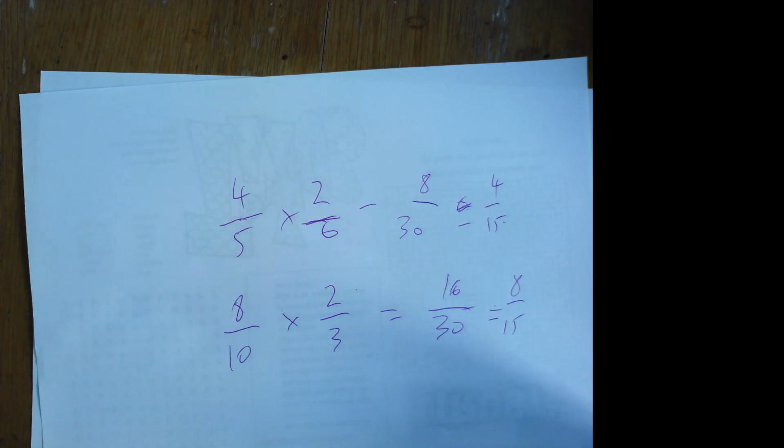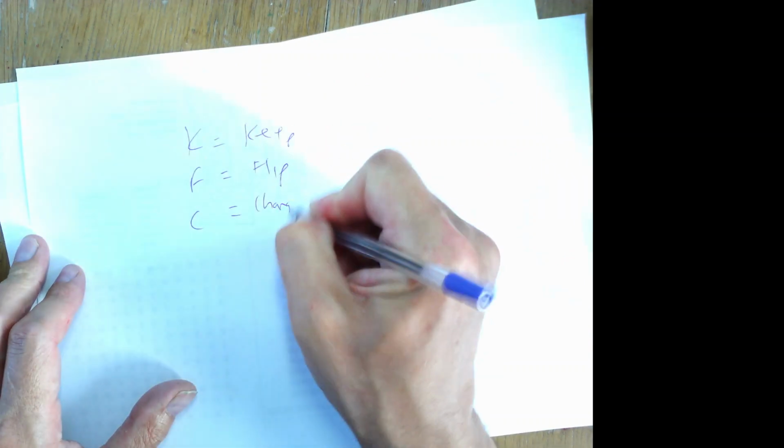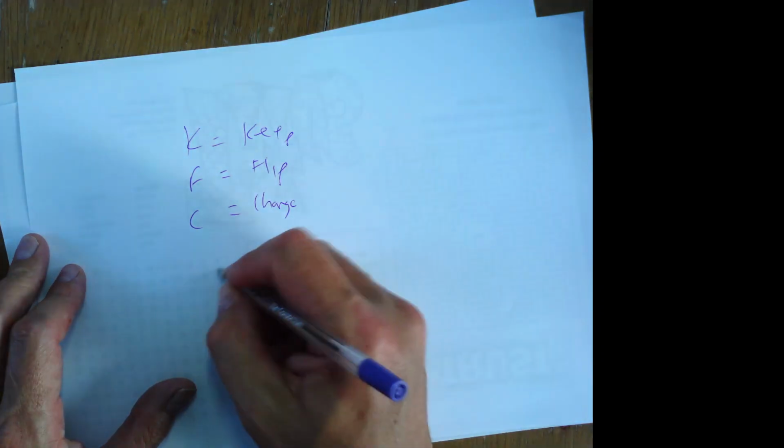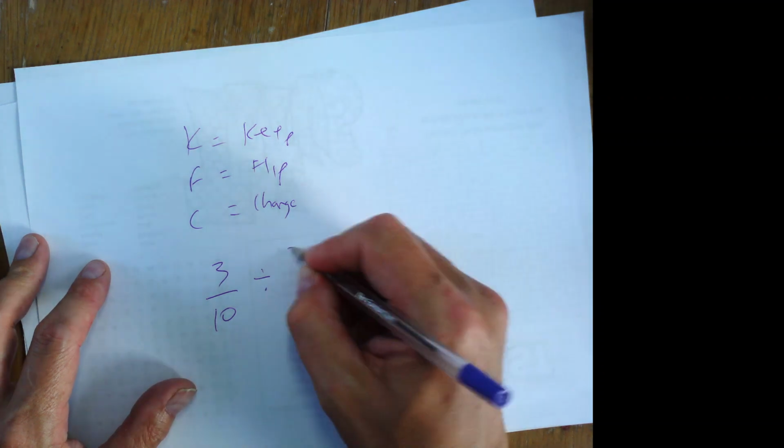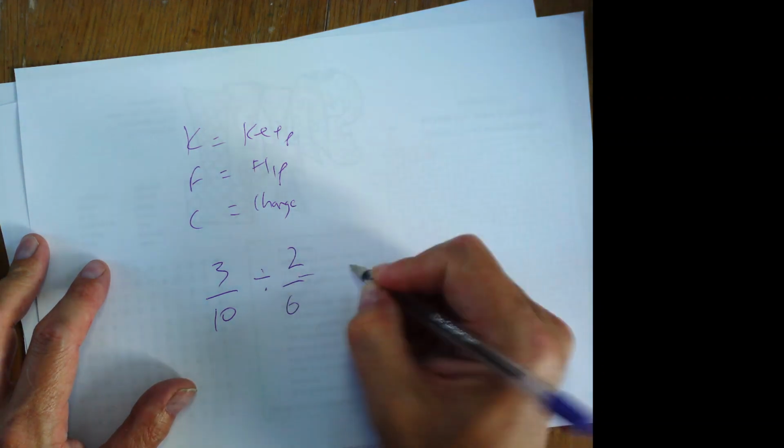Now, if you were going to divide fractions, it's pretty much the same with one other thing. I want you to imagine KFC. Okay, there are other food chains around. So KFC. So the K is keep, the F is flip, and the C is change. See, it had nothing to do with chicken. Keep, flip, change.